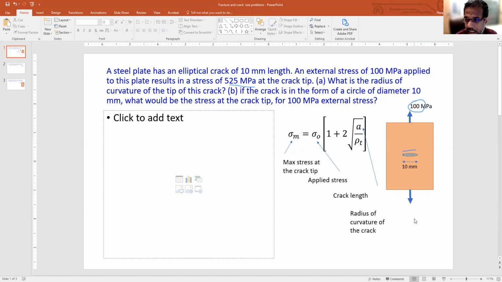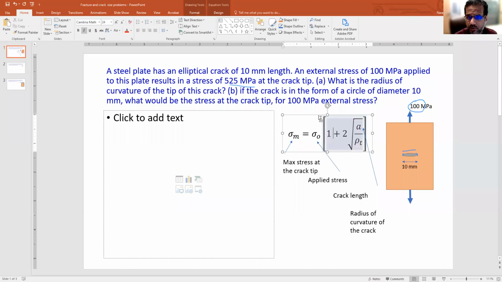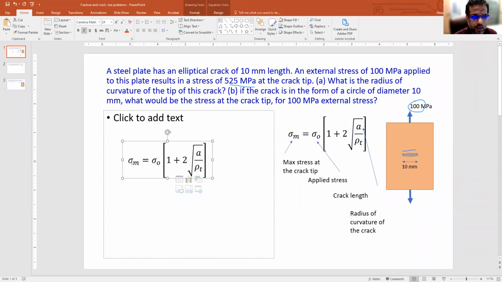Remember, if it's a straight, narrow crack, the radius of curvature of the tip is 0. For an elliptical crack or any other crack, there's a certain radius of curvature. You can see that the crack is curving at its tip. And if it's a circle, the radius of curvature is equal to the radius of the circle. So given that, we need to find out the radius of curvature. It's a simple, straightforward problem, just applying this equation straight away.